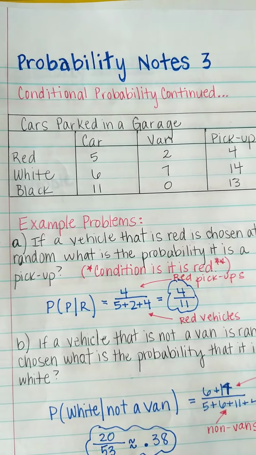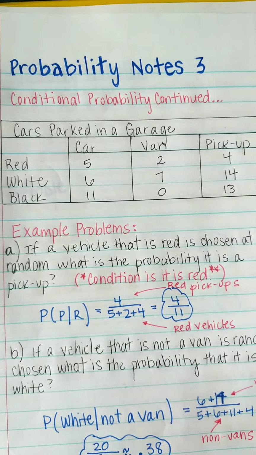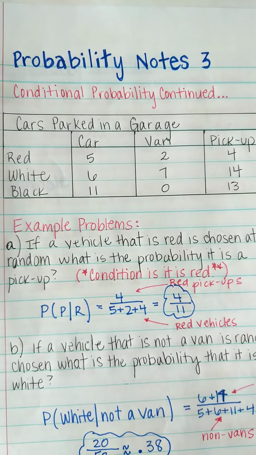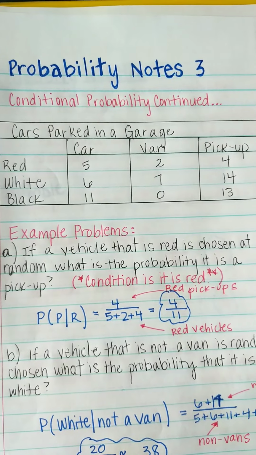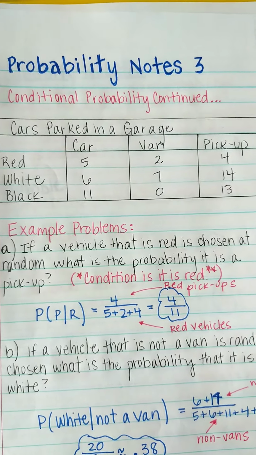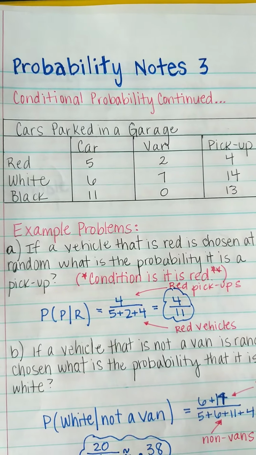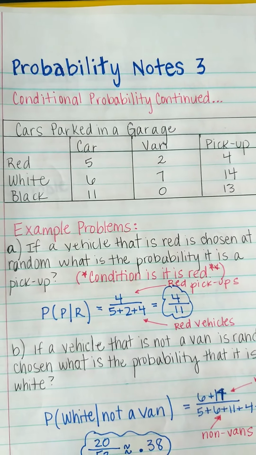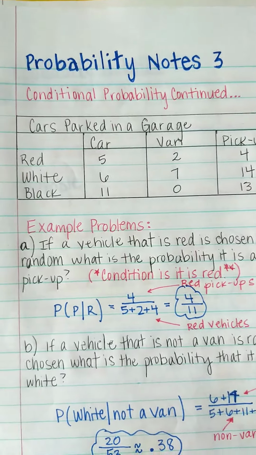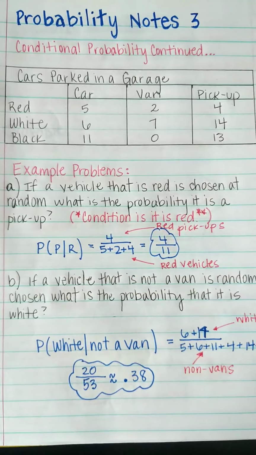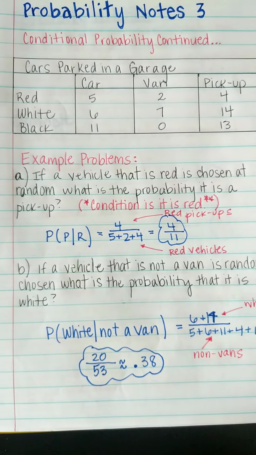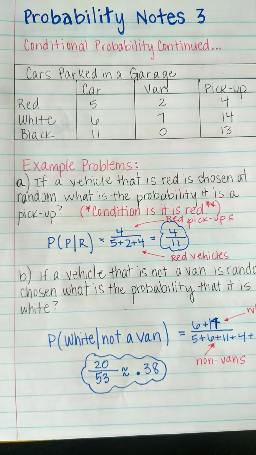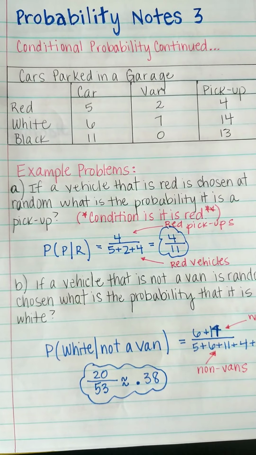So for this first example I've shown you, we have cars parked in a garage. We have three different kinds of cars: cars, vans, and pickup trucks. And they come in three different colors, red, white, and black, as our table shows. We're going to use that table to look at these problems. So the first thing says, if a vehicle that is red is chosen at random, what's the probability it's a pickup? So the given condition is that it's red in this case.